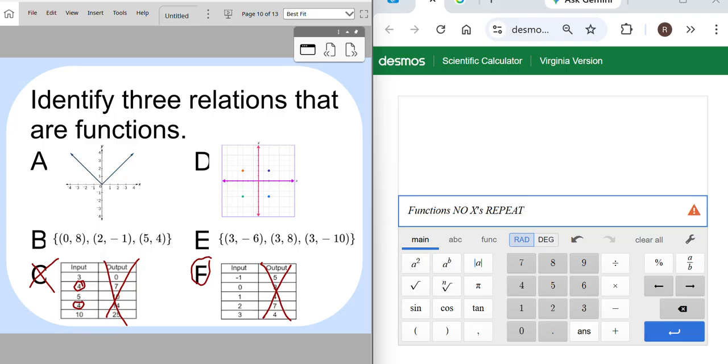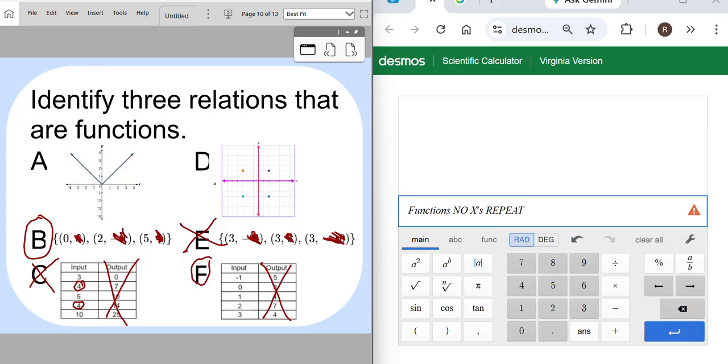Now I'm going to look at B and E. Let's start at B. I'm only looking at my x's, so I'm going to mark out my y's. I only do that because I don't want to get confused. I've got a 0, a 2, and a 5. They're all different, so that's a function. Now I'm going to do the same thing over here because I'm going to be super careful and try everything. X values a 3, a 3, a 3. Those x's are repeating, so that will not work.